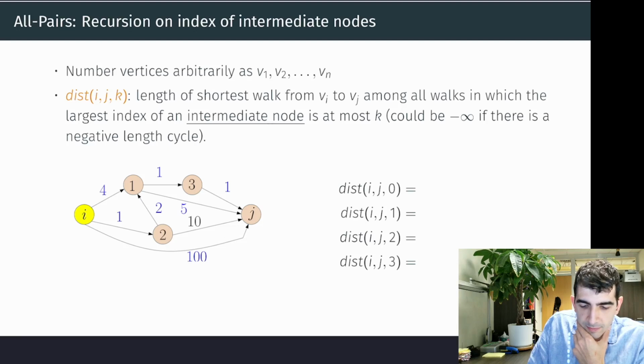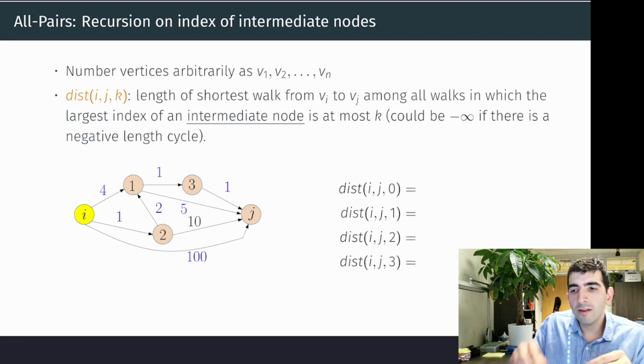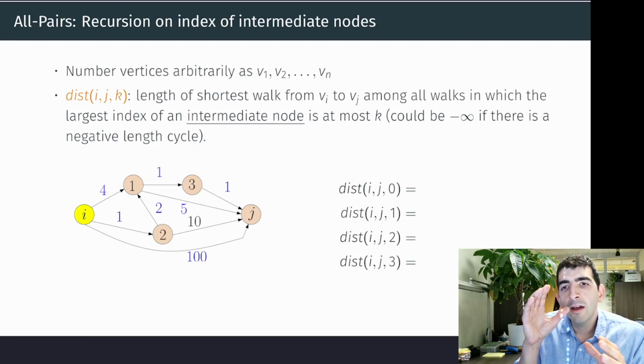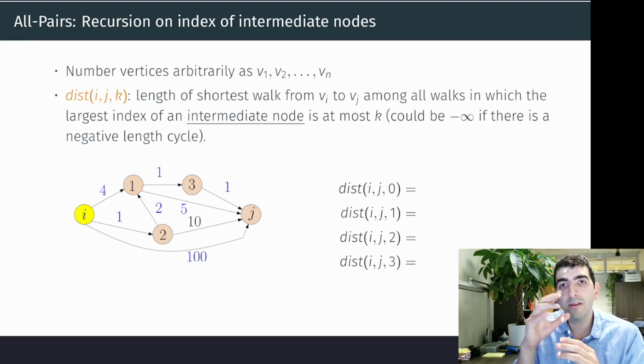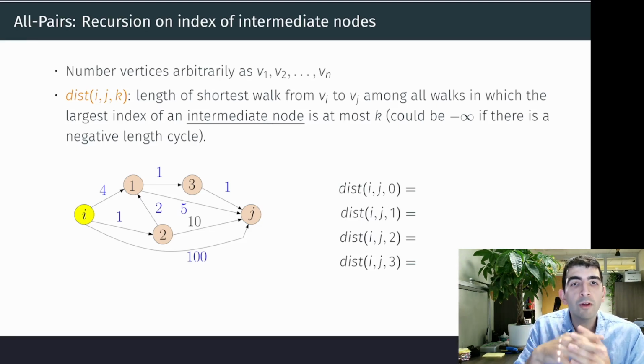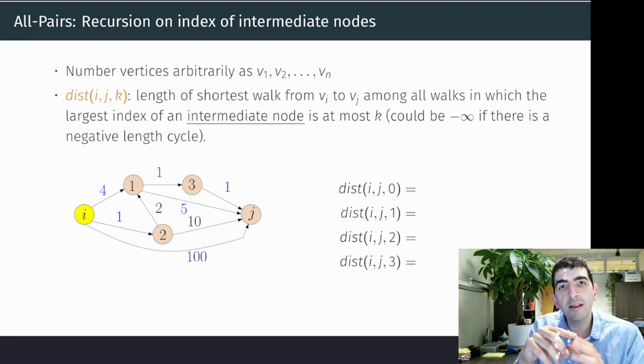Well, in the Bellman-Ford algorithm, we reduced the problem by saying that first we're going to find the shortest path using one edge, then we're going to find the shortest path using two edges, then using three edges, then using four edges. Okay, so that was the idea behind Bellman-Ford. With Floyd Warshall, the idea is slightly different.